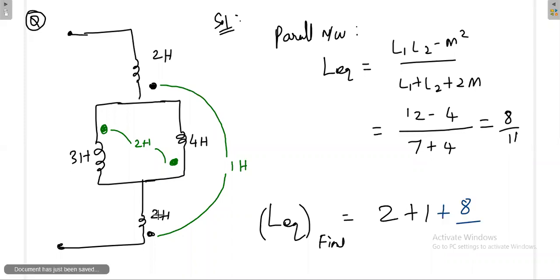Then you concentrate on this 2 Henry. That 2 Henry value is simply 2, but the dot is there. Where is the dot going? The dot is going here. Here leaving, here also leaving. Then that means plus 1. Once you add all this, you will get the final value. The final value is 74 by 11 Henry. So this is the answer.